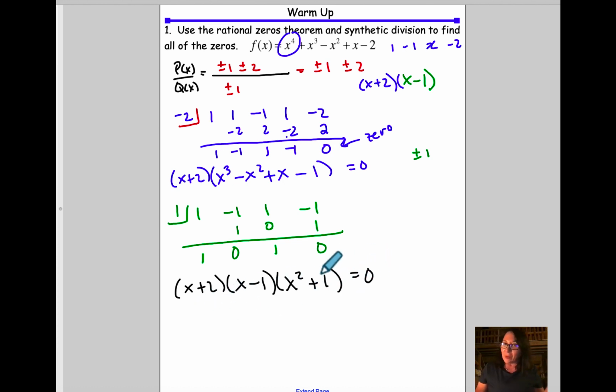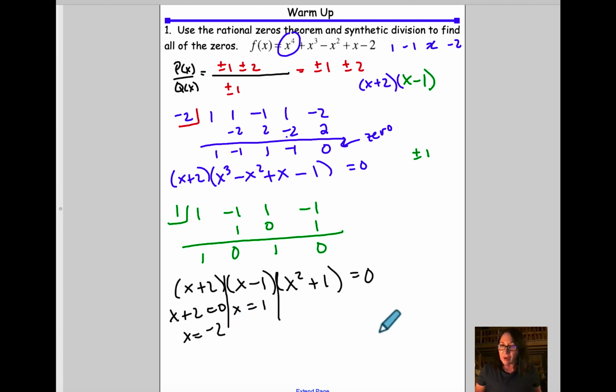Now keep in mind, I want to show you something. See this x squared plus 1? We know that if we were to divide these up and set these equal to 0, x plus 2 equals 0. That means x equals negative 2. That's a factor. Excuse me, that's a 0. This is the factor x minus 1, so x equals 1.